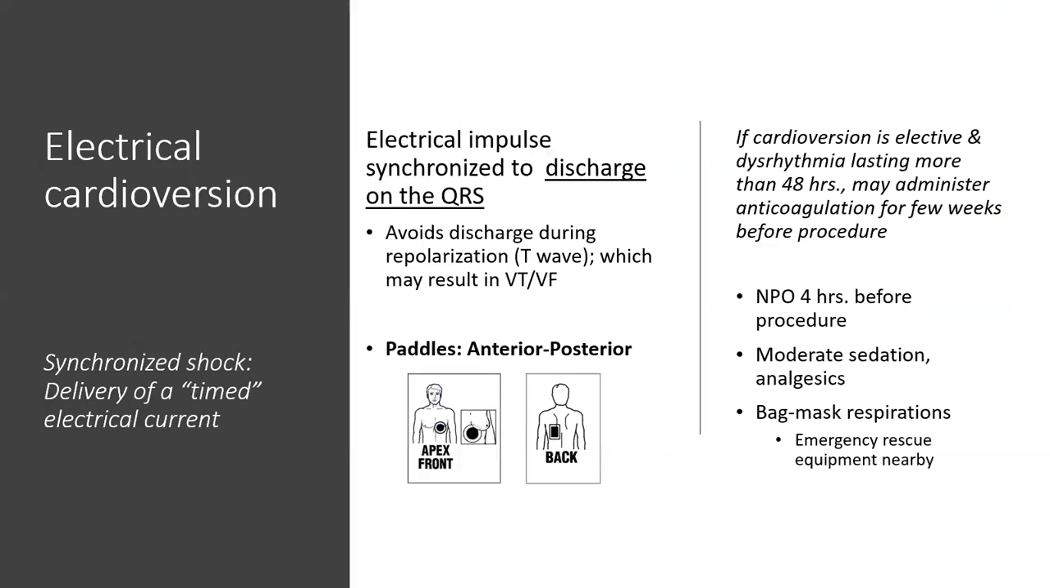Electrocardioversion: electrical impulses are synchronized to discharge on the QRS. Avoid discharge during repolarization, which may result in VT or VF. Paddles are anterior or posterior. If cardioversion is elective and the dysrhythmia is lasting more than 48 hours, you may administer an anticoagulant for a few weeks before the procedure. Patients should be NPO before the procedure, with moderate sedation and bag mask respirations.